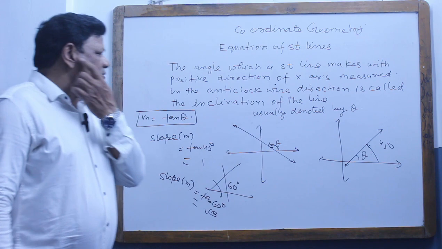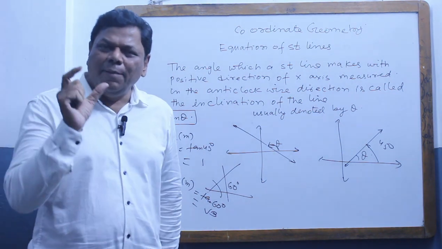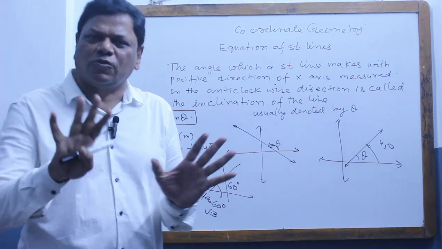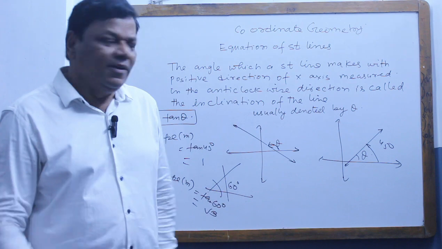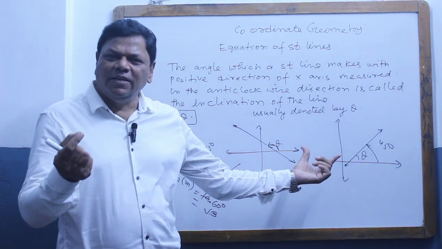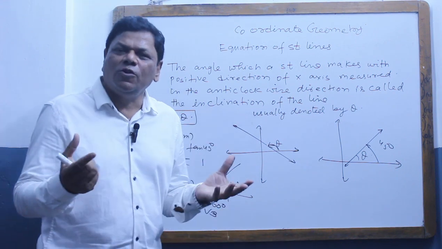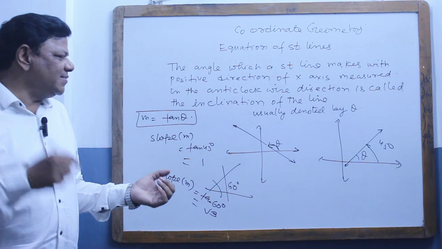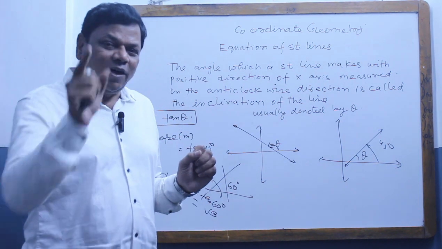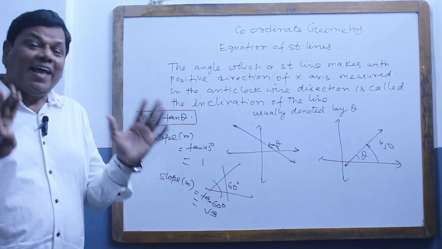Now, what is clear to you? You have understood that m denotes the slope or gradient. Gradient means slope; both are the same. If the angle given is 45 degrees, the slope is tan 45. If the angle is 60 degrees, the slope is tan 60. If the angle is 30 degrees, the slope is tan 30.